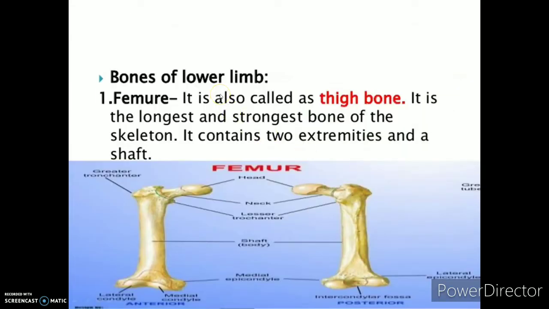Now coming to the bones of the lower limb. Here mainly the femur. It is also called the thigh bone. It is the longest and strongest bone of the skeleton. It contains two extremities and a shaft. We'll see in detail.